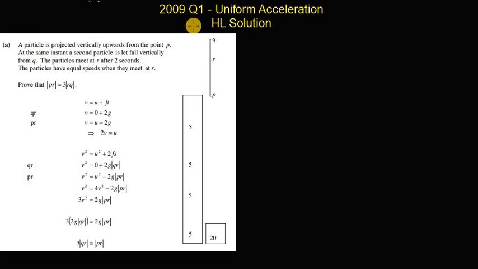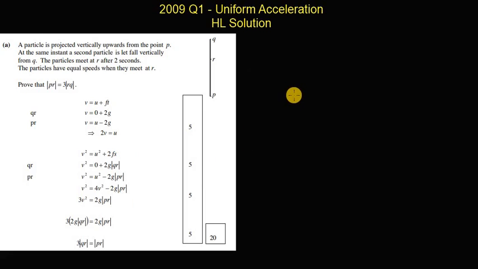Hello, this is the 2009 question 1 uniform acceleration question and solution. A particle is projected vertically upwards from P, and at the same instant a second particle is let fall vertically from Q, and they meet after 2 seconds. So we're dealing with the same time frame, and they have equal speeds when they meet. This is the solution here, solved algebraically with its accompanying marking scheme, but there's other ways to do it.